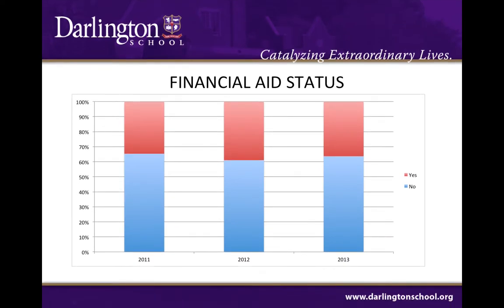We are still at a financial aid status of less than 40%. We do know that our tuition is what keeps us going. So we do provide some financial aid assistance to students, but we are actually moving toward being more full pay than we are providing financial aid.